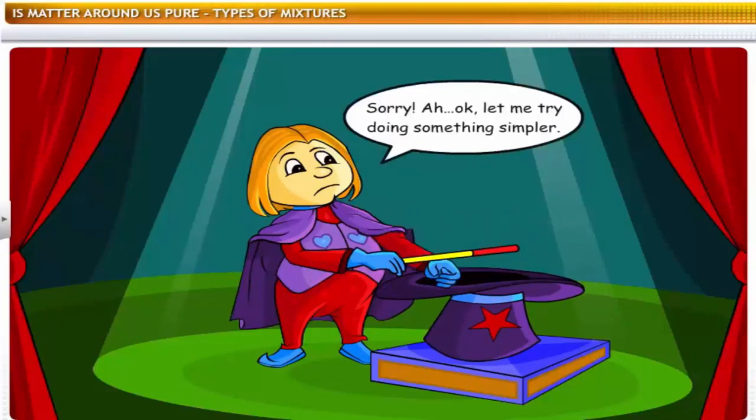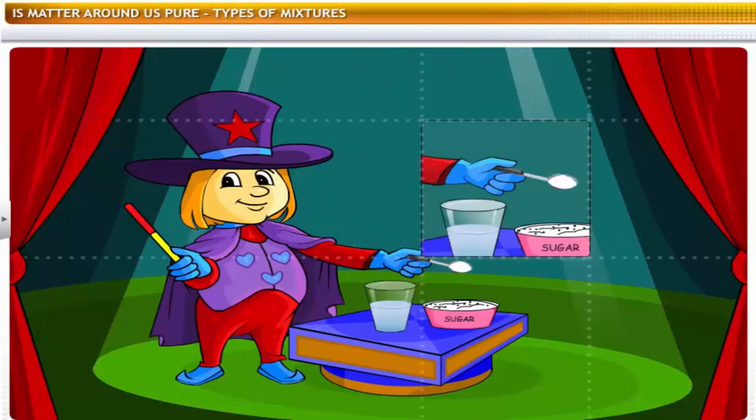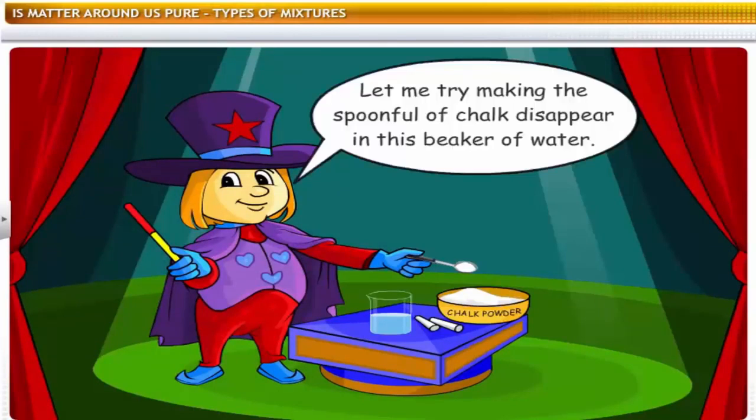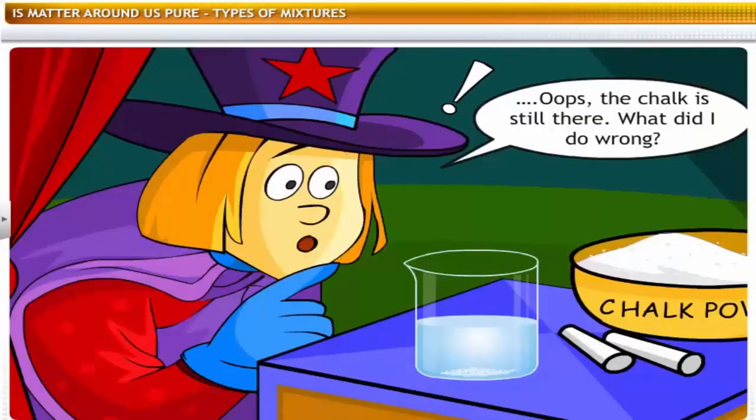Sorry. Okay. Let me try doing something simpler. Here's a spoonful of sugar and a glass of water. I'm going to make the sugar disappear. Hocus pocus. See? Let me try making the spoonful of chalk disappear in this beaker of water. Hocus pocus. Oops! The chalk is still there. What did I do wrong?